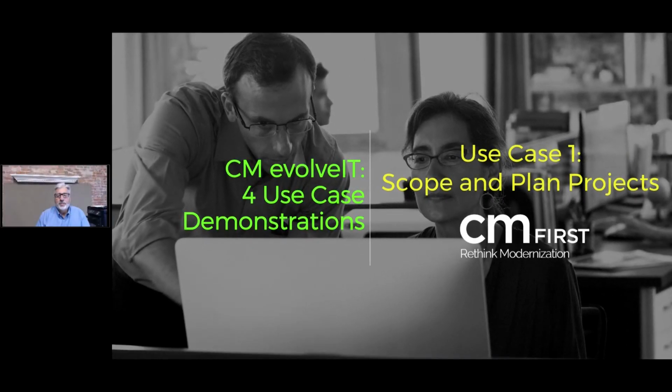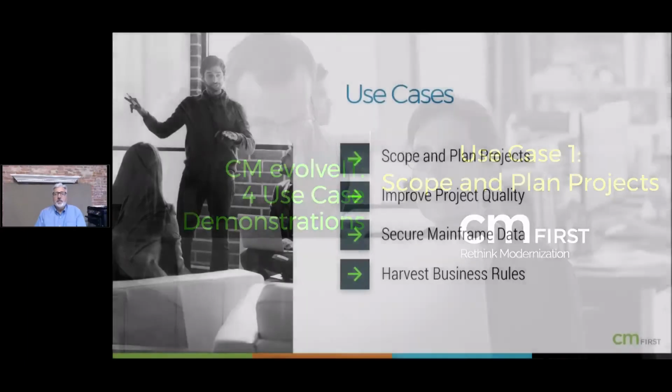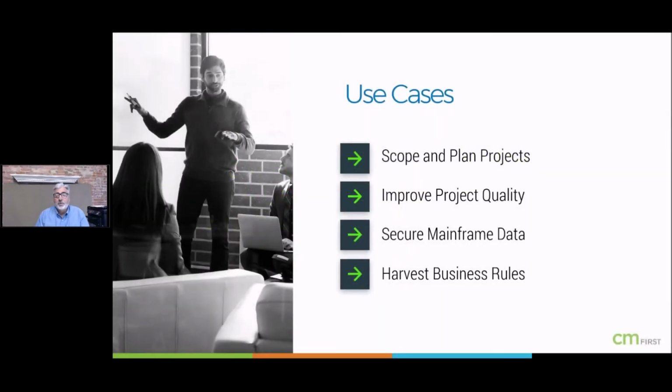So let's talk about 4 use cases for our demonstrations here. The first is going to be scoping and planning projects. Secondly, we're going to talk about quality of code and how projects can be impacted by that. Then we're going to talk about securing your mainframe data.